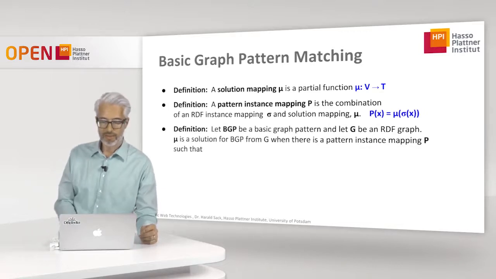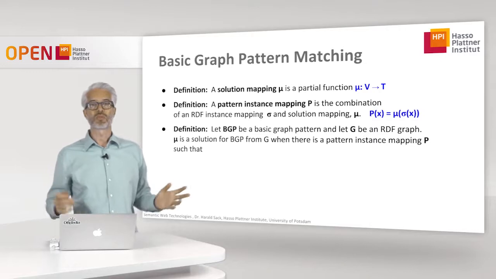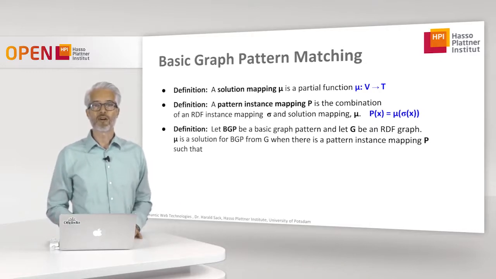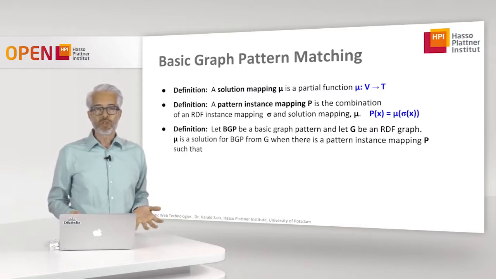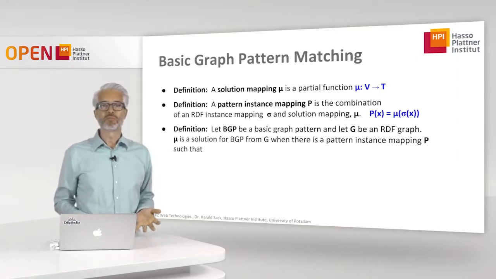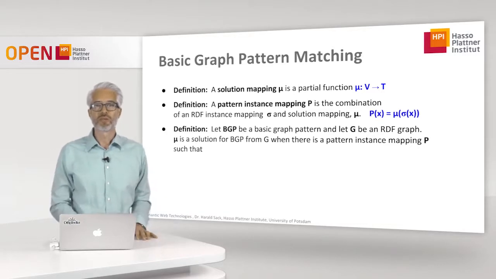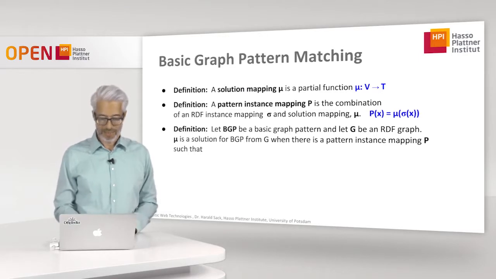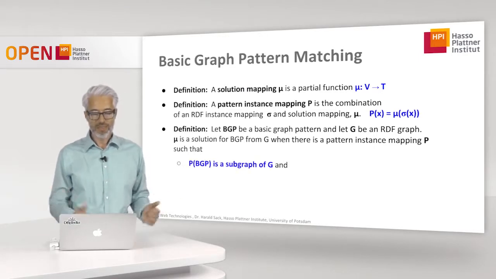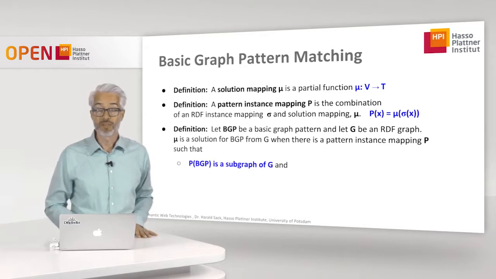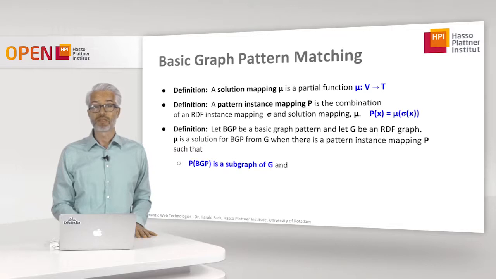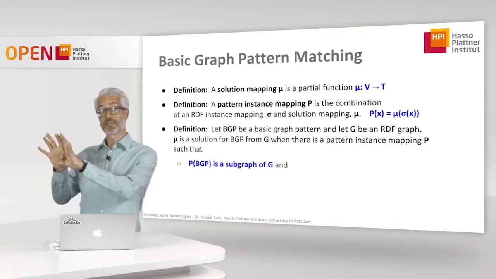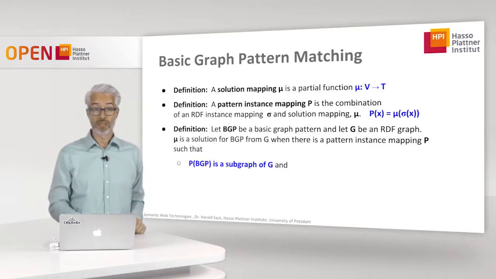And then we can define: first we have BGP, which should be a basic graph pattern, and we have an RDF graph G. Then mu is a solution for BGP from the graph G when there is a pattern instance mapping P, such that first P of BGP is a subgraph of G. So the pattern of the basic graph pattern that I have here, I map this, and this is a subgraph of the entire graph G that I'm looking at.